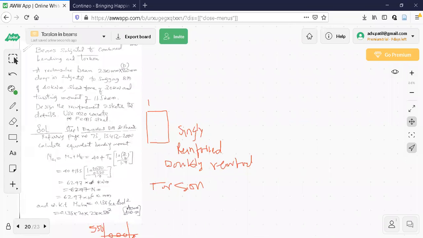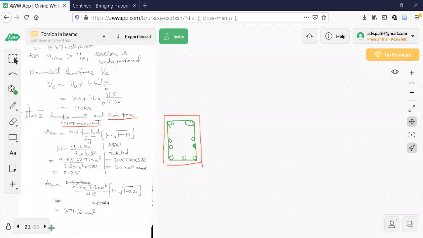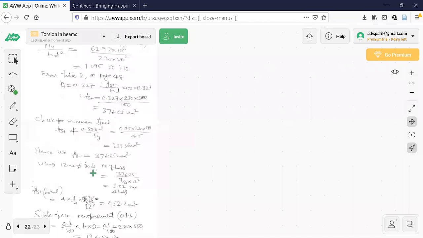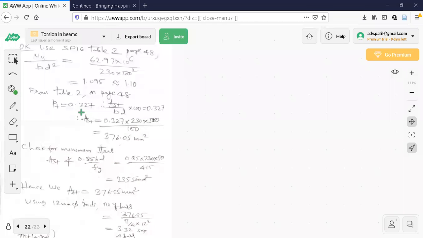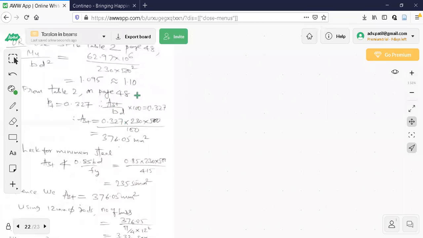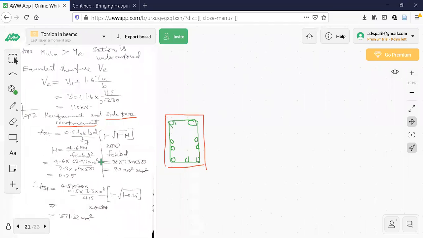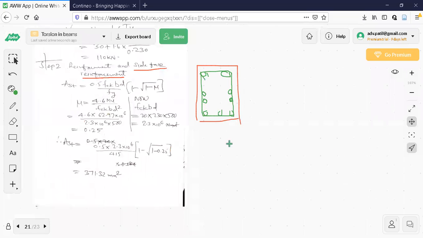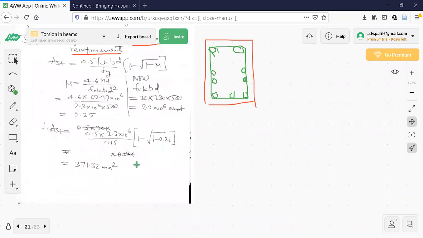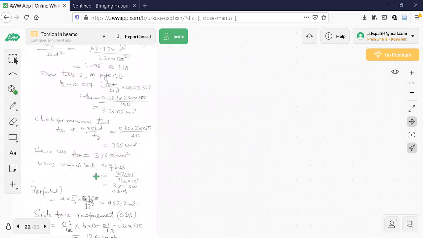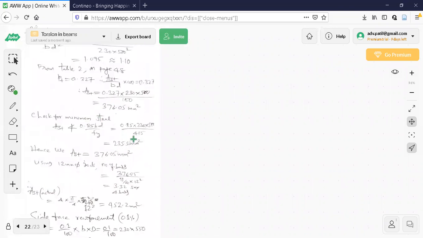Next, I have no need to use this formula if you practice this one. This is what I have done: 0.327 was showing PT. Now PT is equated with AST by BD into 100. From this, extract AST. So AST is 376, a very close number with respect to this formula, which gave me 371.32 using this time-consuming formula. I am getting 376, a slightly higher number.